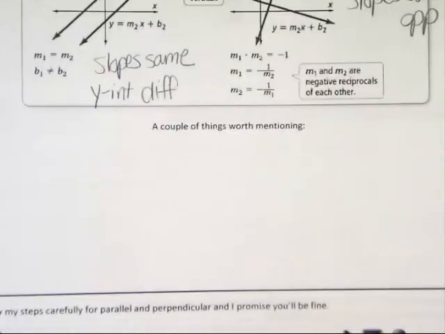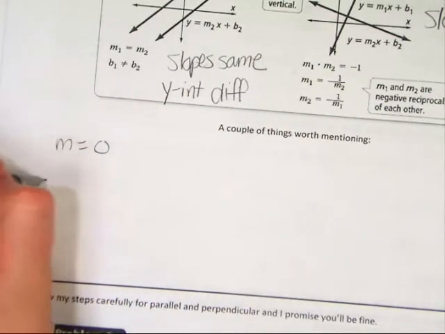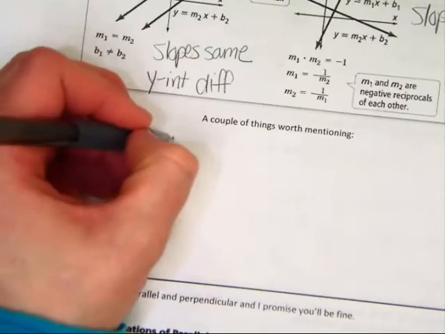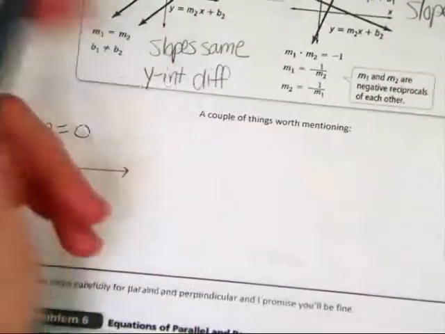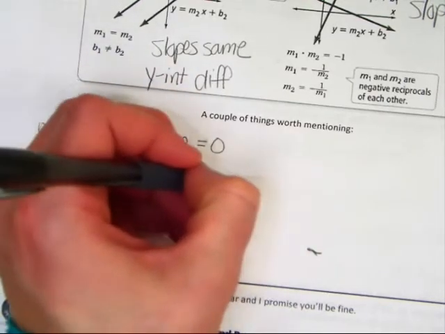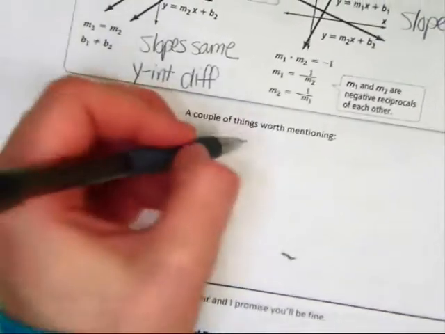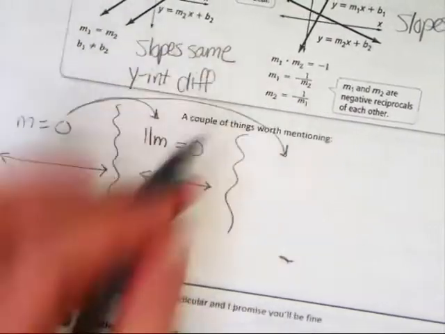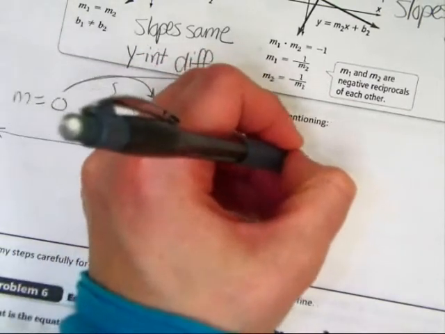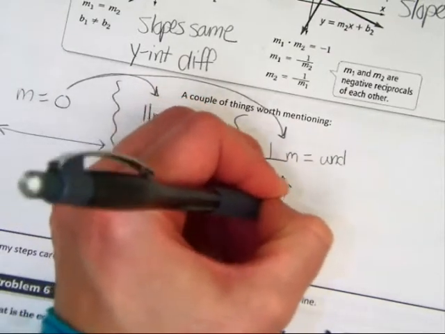There's a couple of other things down here worth mentioning, and it's this. If you have a slope of 0, you should remember that the line is horizontal. You should know that the parallel slope would also be 0. So the line would again look like this. But you should remember from Algebra 1 that the perpendicular slope would be undefined. And that means it would be a straight up and down line.